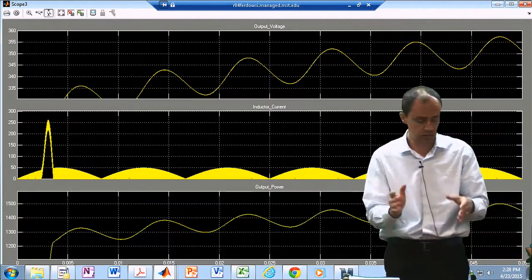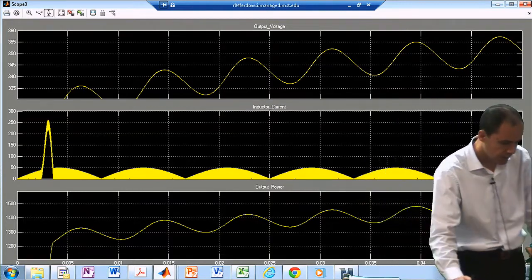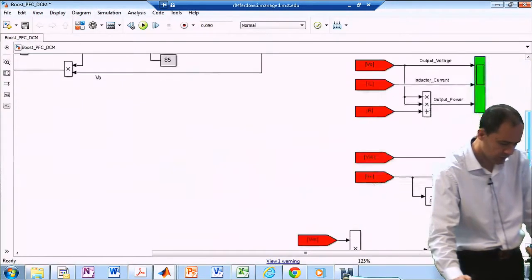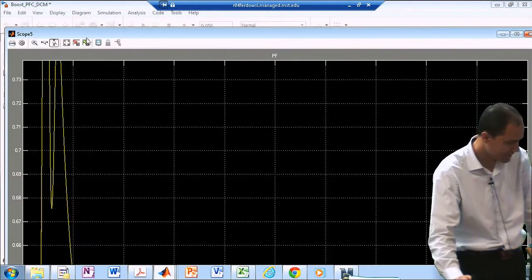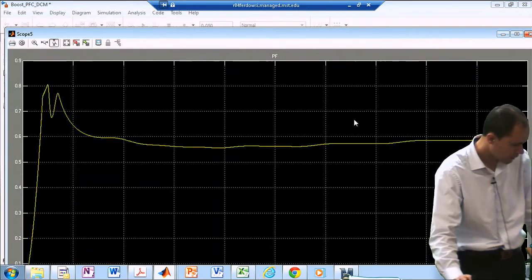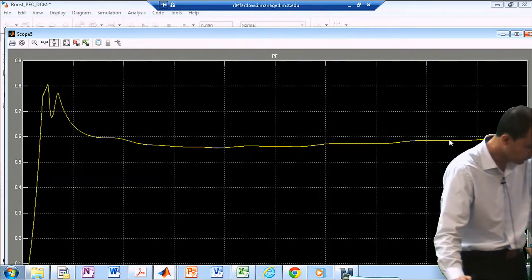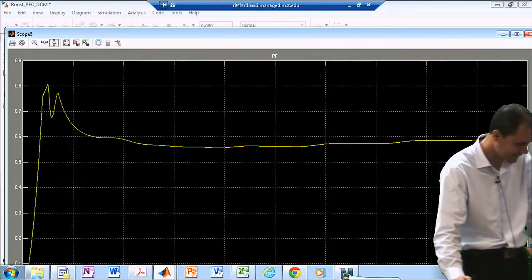It's now 1400 watts. Now what's interesting is if I look at power factor, my power factor is going to be a little bit better. Before it was about 70%. Oh, it's actually worse. Well, we have to look at that. Maybe it hasn't settled yet.